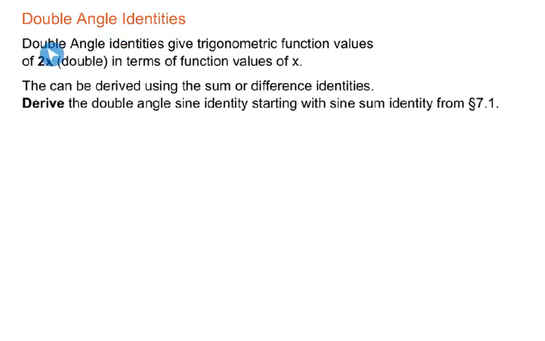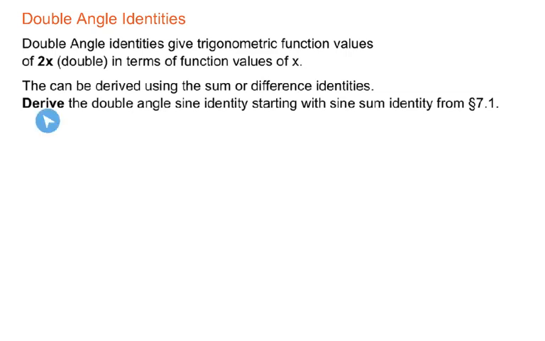Double angles, right? Double angle identities give trig function values for 2x. So instead of having some regular x in our argument, we might have double that in the argument. Double angle identities are really useful when we are reducing or simplifying trig expressions.